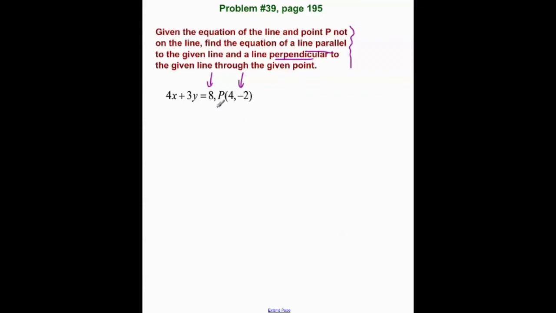So first thing we need to do is solve for y. I'm going to subtract 4x on both sides, so that gives me 3y is equal to negative 4x plus 8. And I divide by 3 on all parts, so that gives me y is negative 4 over 3 x plus 8 thirds. This is my slope. I could care less about the rest of the problem, so my slope is equal to negative 4 thirds.